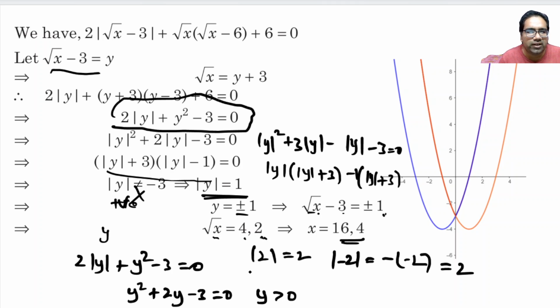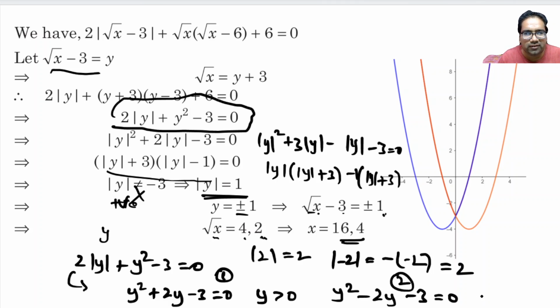|-2| is -(-2), which is again plus 2. That is, when y is less than 0, this equation becomes y² - 2y - 3 = 0, because |y| when y is less than 0 is -y. So this equation is actually a combination of these two equations, equation number 1 and equation number 2. This is when y is less than 0.